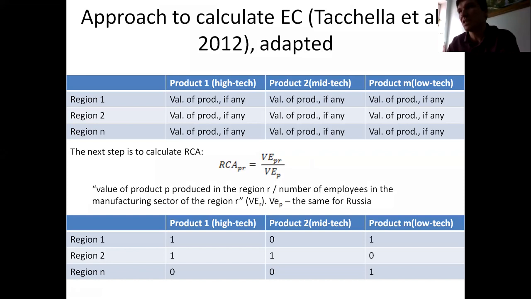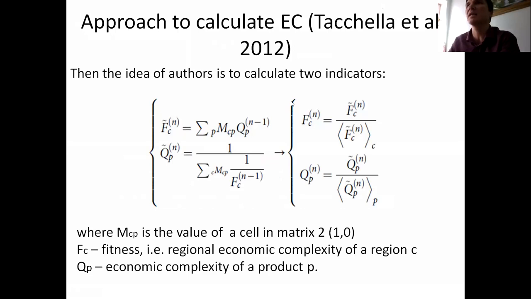Okay, then we compare RCA with one. If it is bigger than one, we insert one in the second matrix. If it's not bigger than one, we insert zero. So now we have calculated the second matrix. And then we use the methodology of Tacchella et al., which is described in their paper. This is a system of simultaneous equations, an iterative system. And so we receive this indicator, fitness, which is the regional economic complexity per se. I stopped at the 15th iteration. It's good enough. Then the results became quite stable.